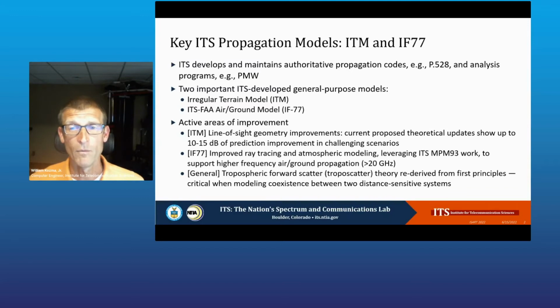And lastly, something that I'll explain in a future slide: we recently published a report on tropospheric forward scatter that rederives the first principles of troposcatter that was used in the development of these models. So if you look at some of the citations, some of them are unpublished works. We had an engineer or a mathematician rederive that from first principles and publish that, and that's going to lay the foundation for some upcoming troposcatter measurements and modeling improvements. Next slide.